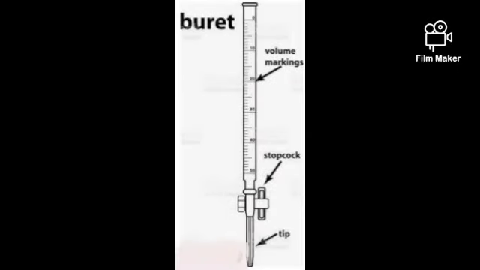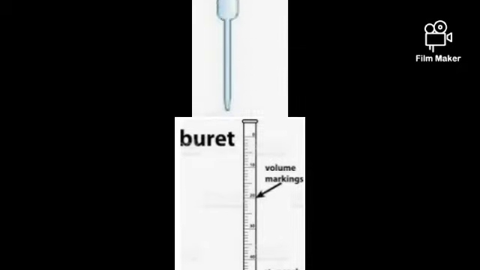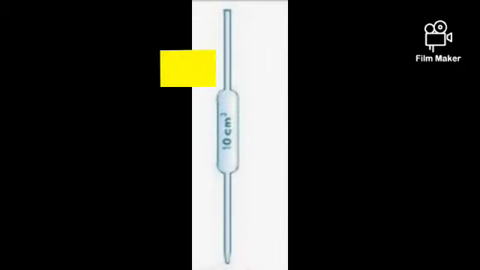This is the burette. The burette stands vertically. It is graduated, and it is used to measure the volume of acid used. This is the pipette. The pipette is used to measure the volume of the base. You can see it has a lobe in the middle. That's what will differentiate it.